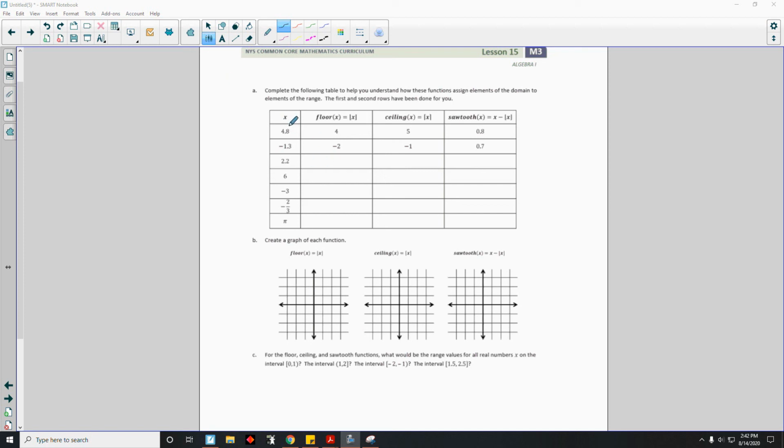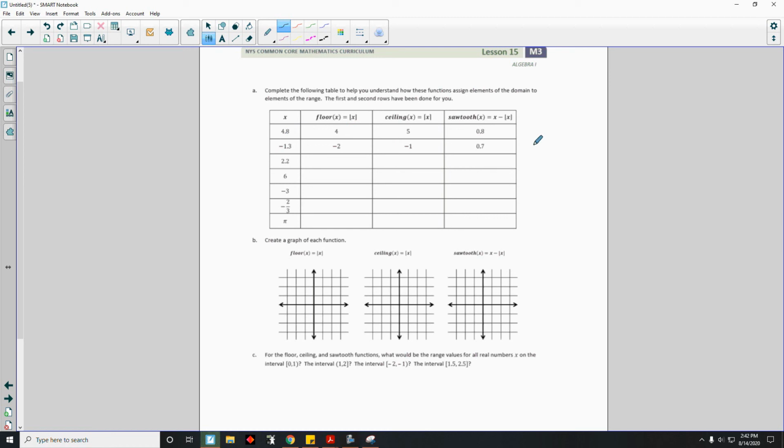So see this 4.8, that's our x. The floor equals the greatest integer. What is the greatest integer that's less than 4.8? In other words, round down. So just ignore the decimal, and it's 4. But be careful with negatives.